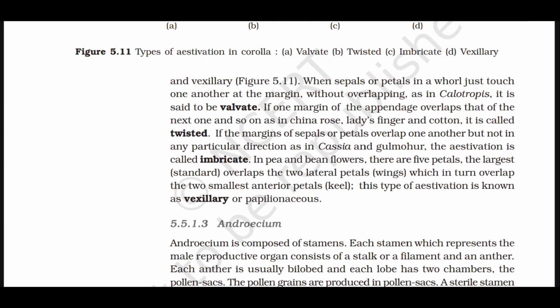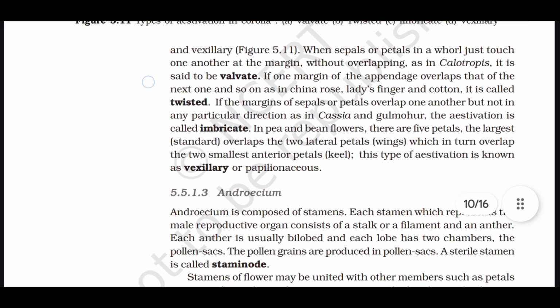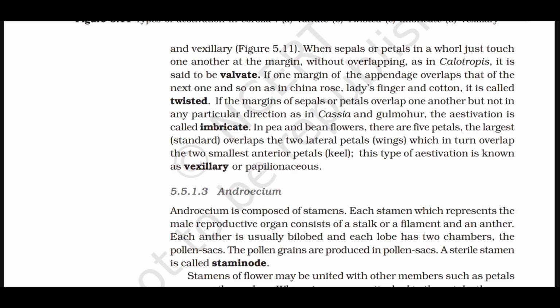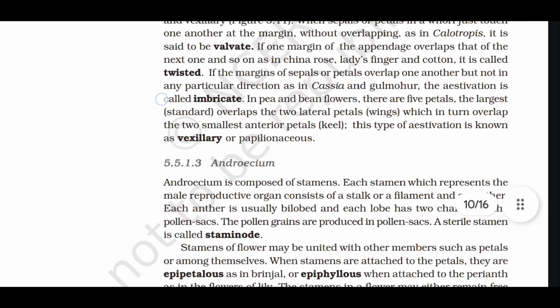In pea and bean flowers, there are five petals. The largest, standard, overlaps the two lateral petals, wings, which in turn overlap the two smallest anterior petals, keel. This type of estivation is known as vexillary or papilionaceous.